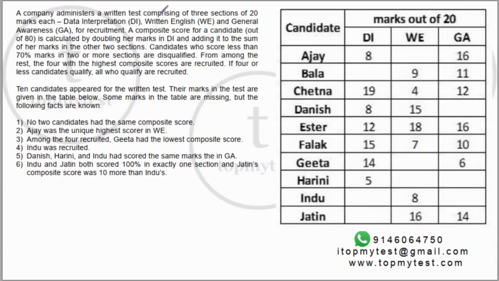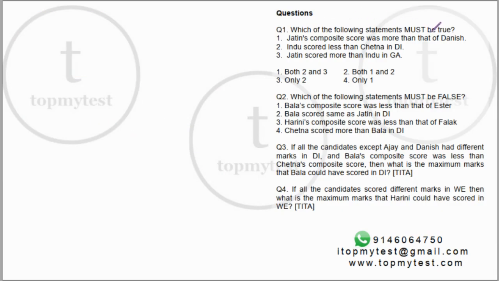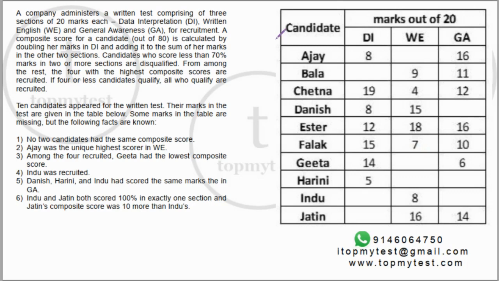A company administers a written test comprising 3 sections of 20 marks each. So each of them is out of 20. You have some partial scores which are given to you. There's a way of calculating scores, and then there's some data given to you. If you look at the questions, which of them must be true, must be false, if and if. So the questions tell you that it may not always be possible to get all the information straight away. So let's see what we can get out of this.